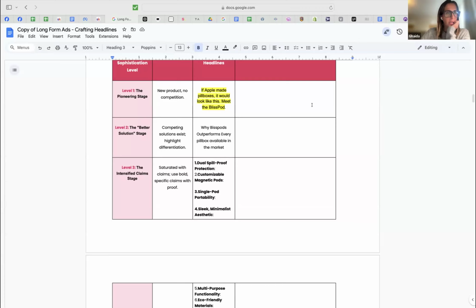So it allows you to take only what you need. Yeah, removable pods. It's an eco-friendly design. Something like this: if Apple made pillboxes, it would look like this. Spill-proof, sleek, magnetic lock-in technology with removable pods.